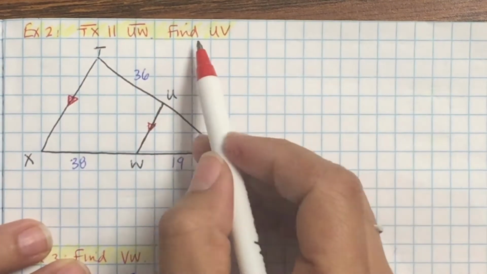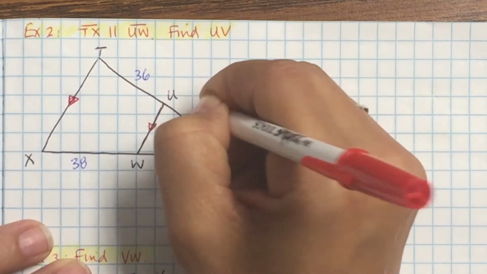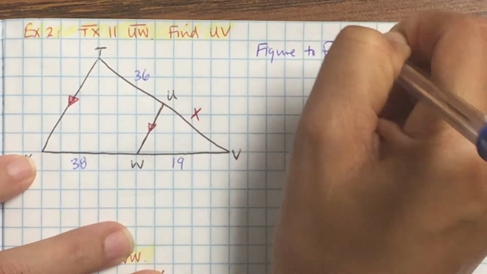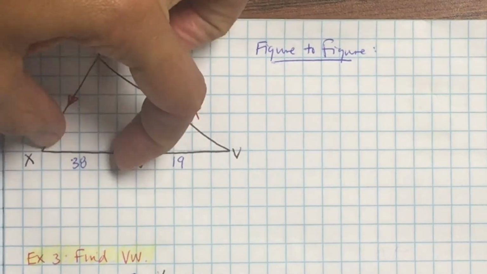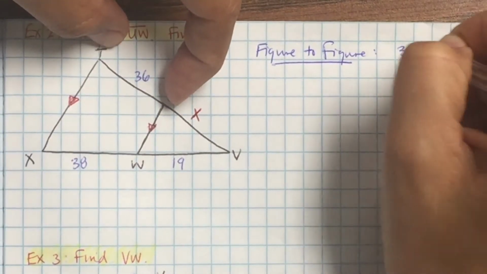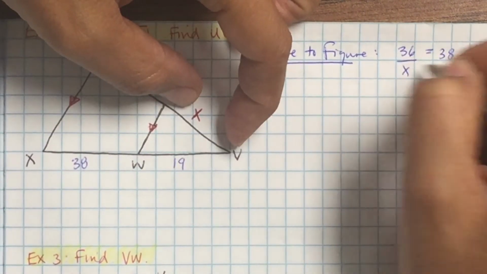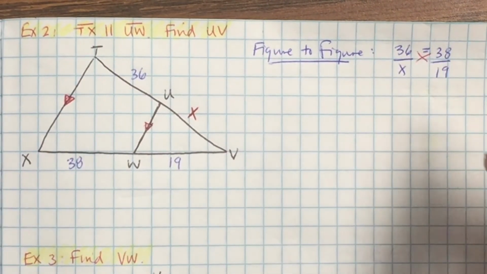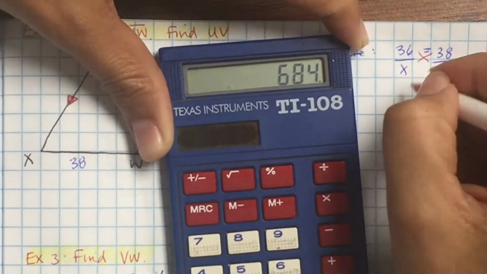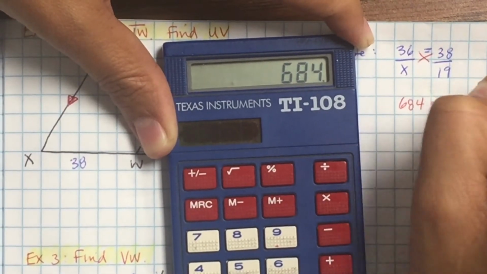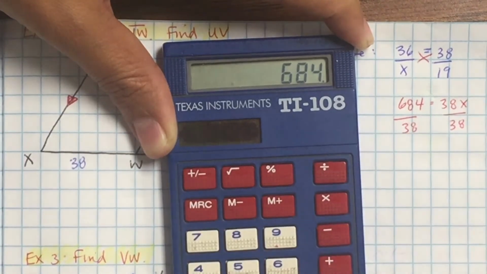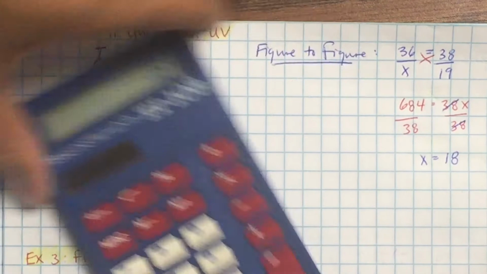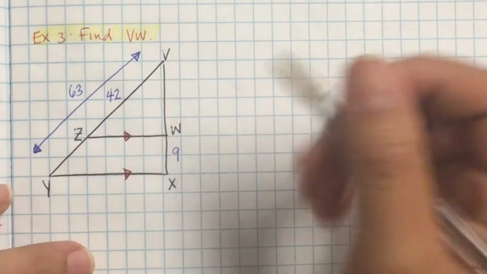Look at another example. And I'm just going to do figure to figure because it's just easier. So the little piece of the big triangle right there, 36 goes with 38, and then X goes with 19. So figure to figure: small triangle to small triangle, bigger triangle to bigger triangle. Cross multiply and divide, 19 by 36, and then 38x. Divide both sides by 38, and you get x equals 18. This is a listening check. Circle x equals 18.